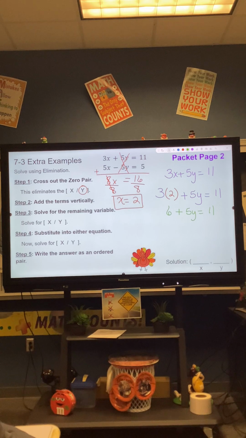Solve for y. Move the constant to the other side. Divide by your coefficient.